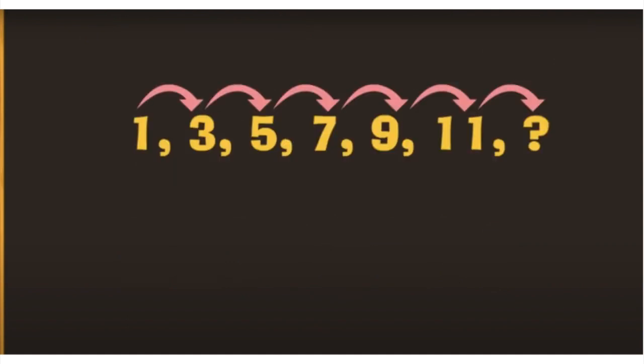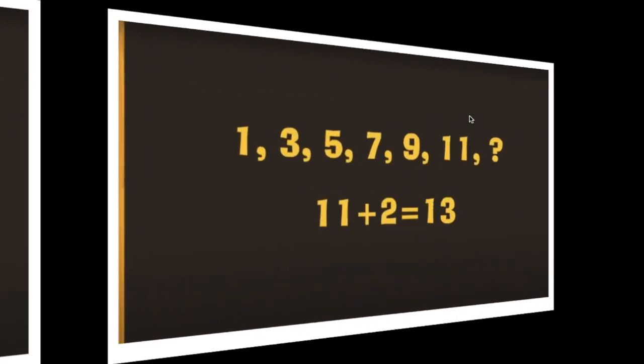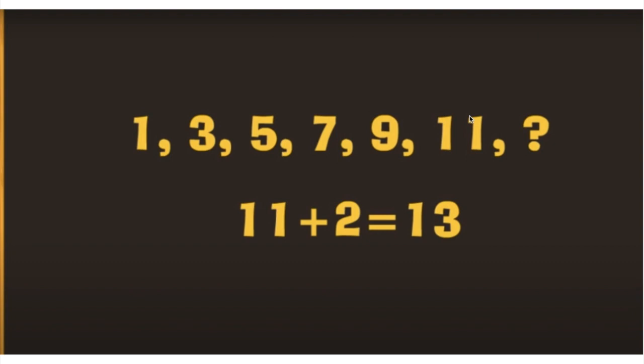If you see here, they have given 1, 3, 5, 7, 9, 11, and what number will you get next? If you see the pattern between 1 and 3, it is plus 2. 1 plus 2 is 3. 3 plus 2 is 5. 5 plus 2 is 7. When you add 7 plus 2 you get 9. When you add 9 plus 2 you get 11. So when you add 11 plus 2 you get 13. So the next number in this pattern is 13.